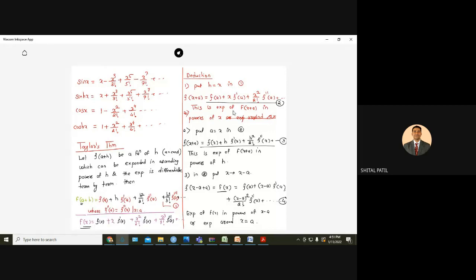So in the deductions, see, in the first equation, number 2, we have written the expansion of f of x plus a in powers of x. Here we have written the expansion of f of x plus h in powers of h. Here we have written the expansion of f of x in powers of x minus a, and so on. Okay, so we'll continue.